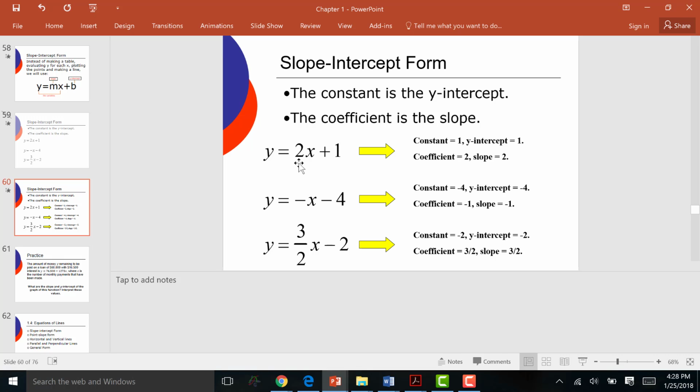Connect the dots. Step 3, connect your dots. Once I connect the dots, I have a straight line. We just graphed by hand the equation of that line.